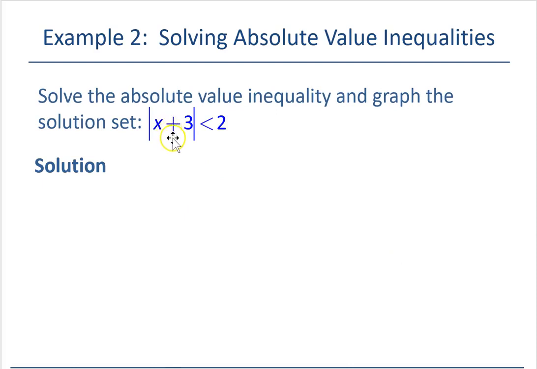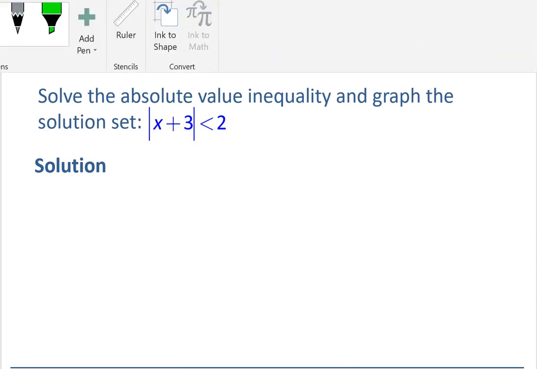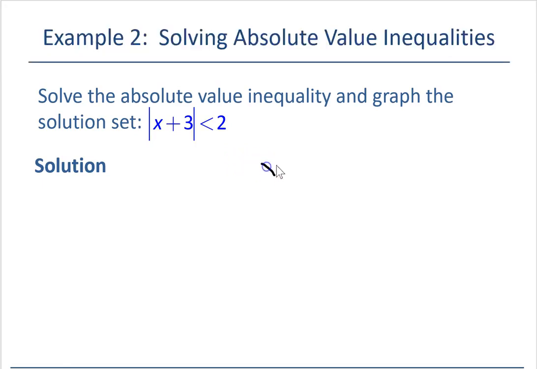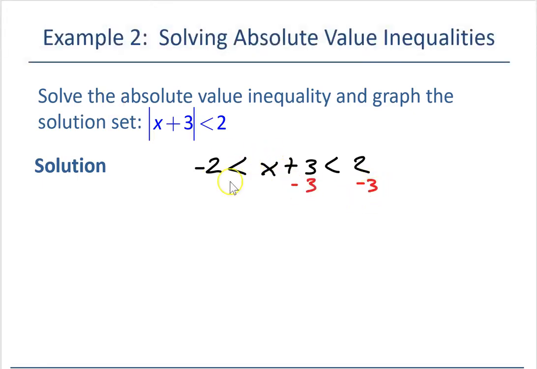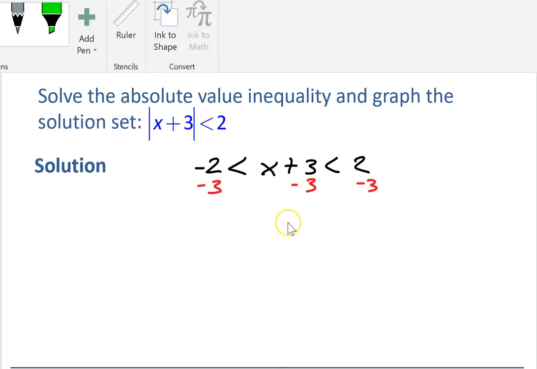Okay, let's continue on. Let's try another one here. We have the absolute value of x plus 3 is less than 2. Well, that also means if we rewrite this, we can write this as x plus 3 is less than 2. But we also know that we can mirror that on the other side and put the negative 2 on this side. Well then, let's solve for x just like we normally would. Let's subtract 3 from both sides. Simplify it down, we're going to be left with x in the middle.